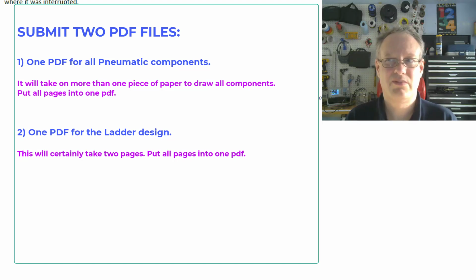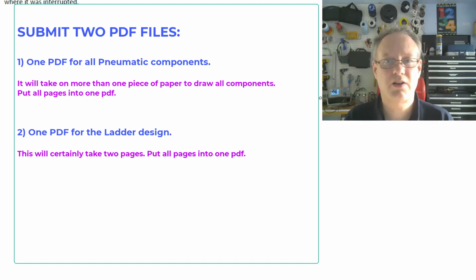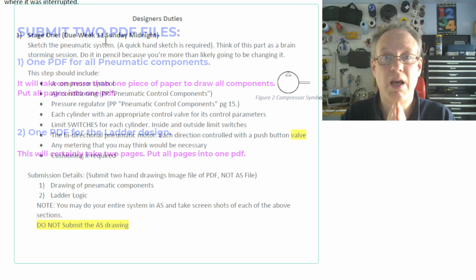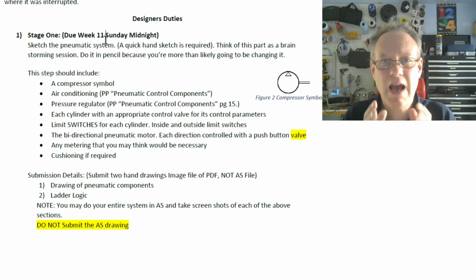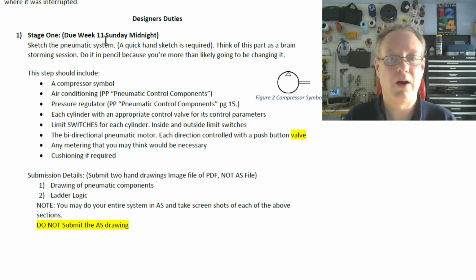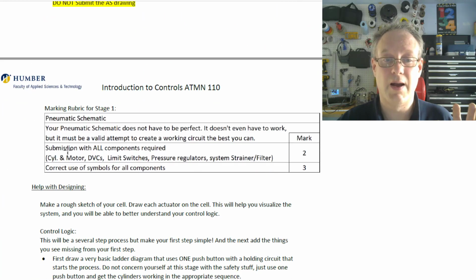Your ladder logic doesn't have to work. It doesn't have to be perfect. Your whole pneumatic system doesn't have to be perfectly correct either. You are getting marks for doing the design. It doesn't have to be the correct design, but it's got to be a lot of good work, and you have to use all the symbols. It's got to be hard work. You have to put some love into this. If you do that, you can't go wrong. Now, you need to use all the symbols, and let's just take a look at the rubrics.